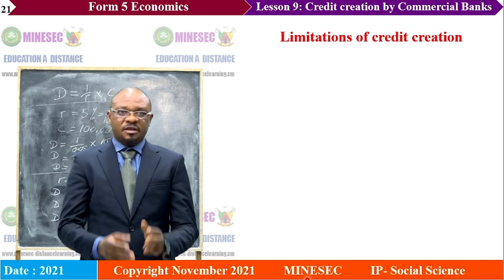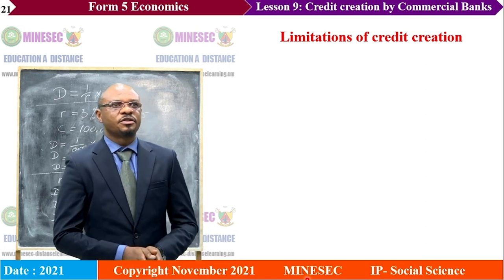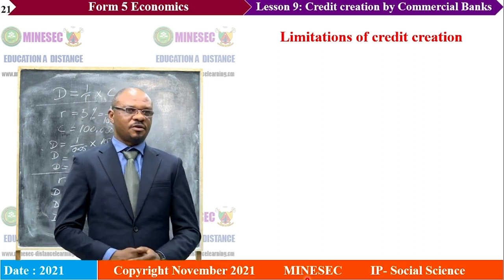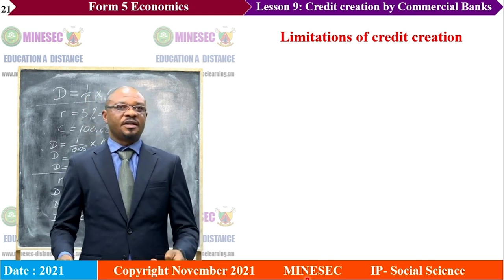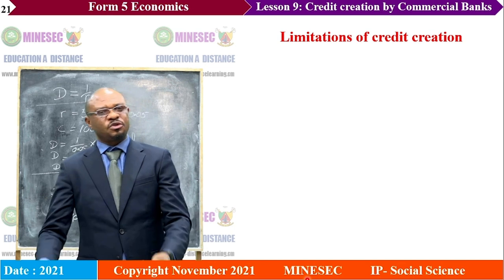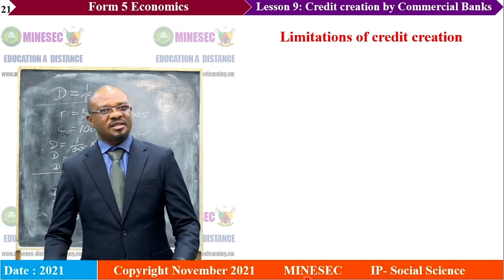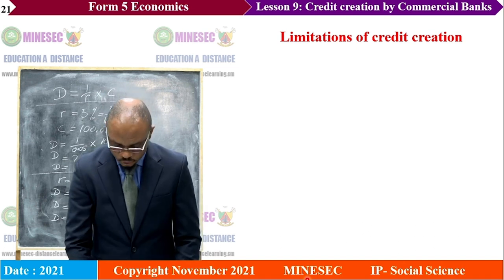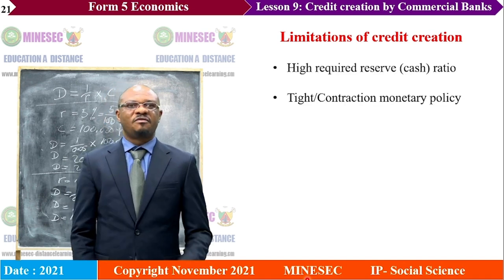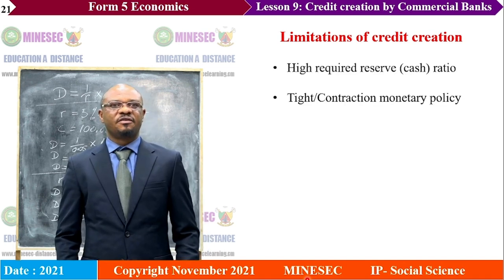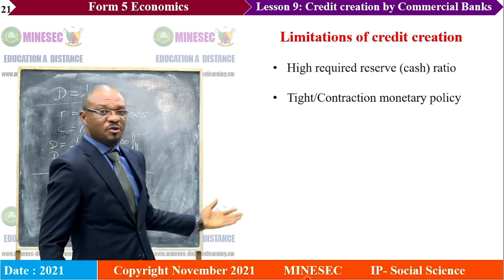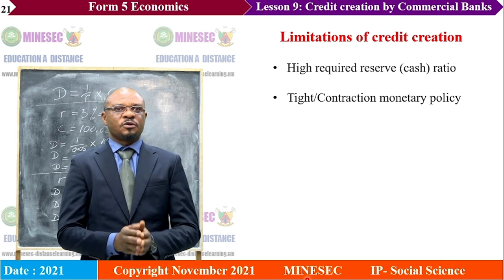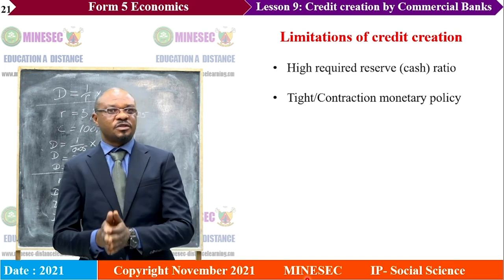But now we'll turn our attention to the limitations of credit creation. What are those factors that limit the ability of banks to create credit? Because banks always want to grant as many loans as possible so as to create more credit and make more profit. But there are certain factors that limit the ability to do that. Among those factors, we have a high required reserve ratio, or high cash ratio. We have already demonstrated that when the cash ratio is high, the deposit expansion multiplier reduces, and that reduces the ability of banks to create credit.